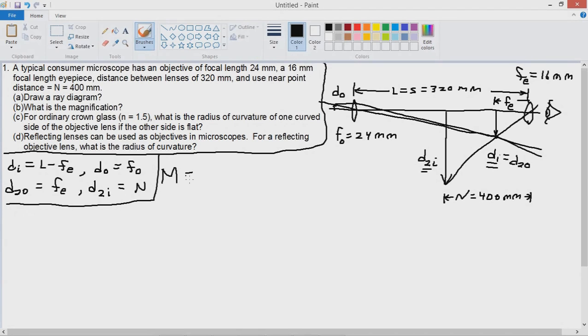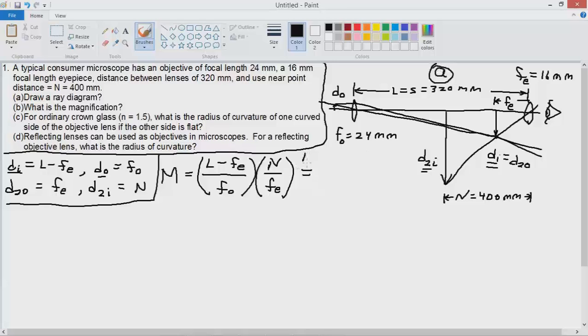Magnification total is going to equal the first magnification, which is the image over the object: L minus the focal length of the eyepiece, the length of the tube minus the focal length of the eyepiece, divided by the focal length of the objective. Remember, when you're finding magnifications, you just multiply the magnification due to the first lens times the magnification due to the second. The magnification due to the second is going to be N over F sub E. Now I'm going to pause. We've got our formula. This is part A of the problem.